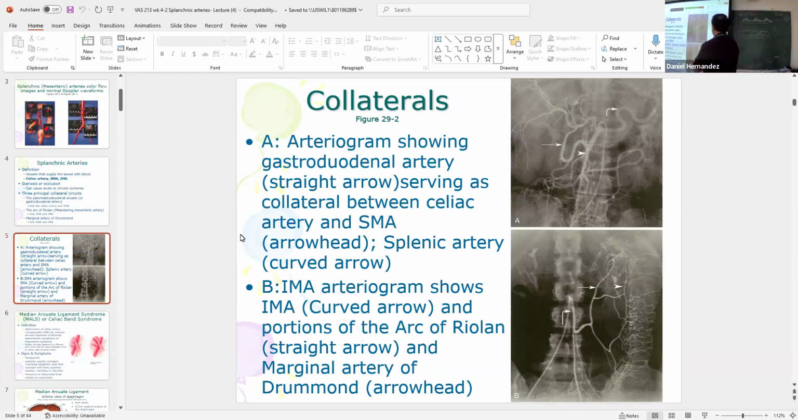This is just kind of like an angio showing some of the collateral pathways and the tributaries and how they're connected. So in this curvature, we have the IMA angiogram, IMA, curved arrow. And the positions of the arc of Riolan and the marginal artery of Drummond, the straight arrow. I think I have a better diagram.